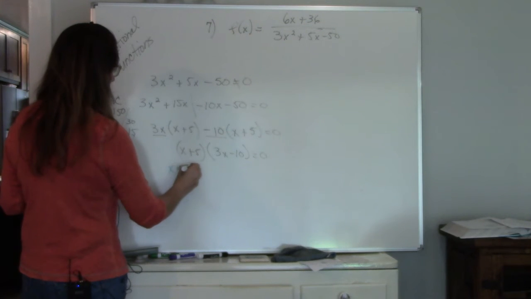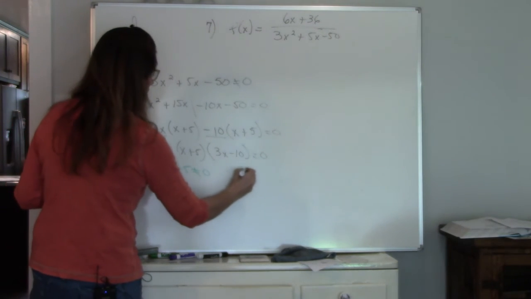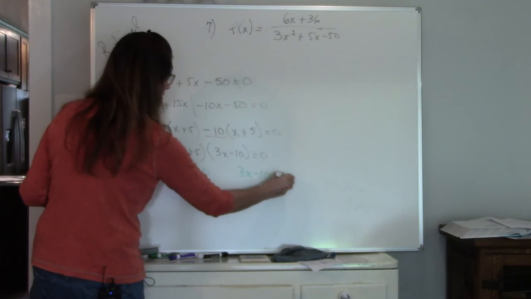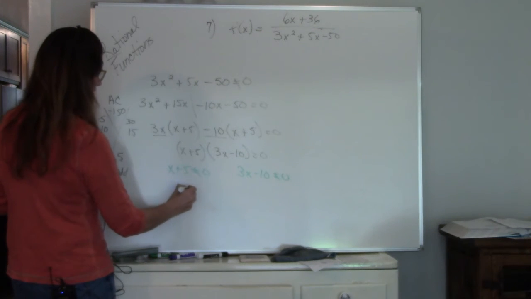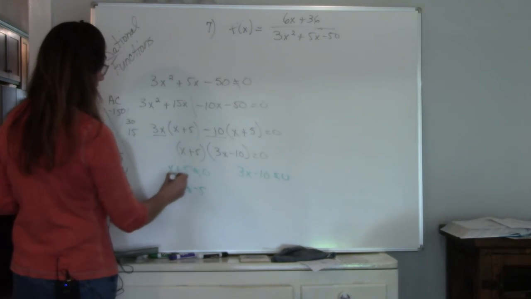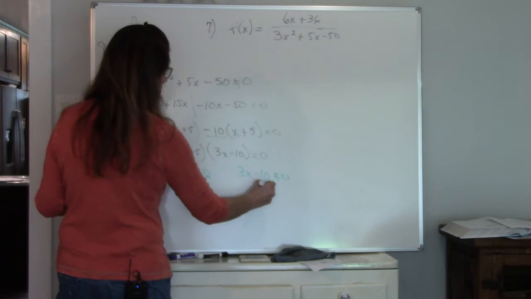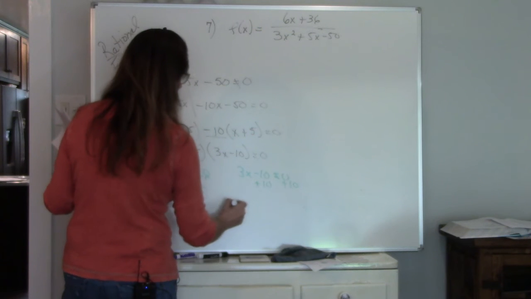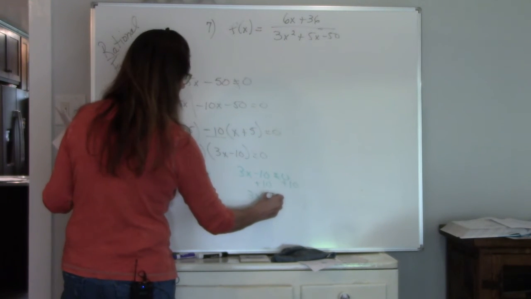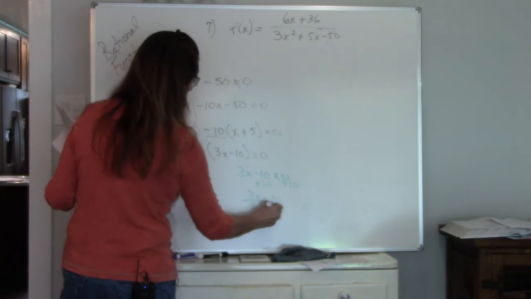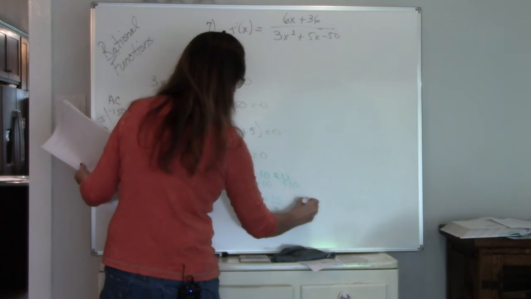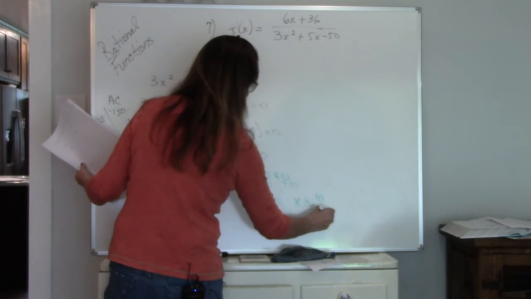So x plus 5 cannot be 0. 3x minus 10 cannot be 0. So x cannot be negative 5, subtracting 5 from both sides. This one is a two-step equation, so I'm going to add 10 to both sides. So I have 3x equals 10, and then I'm going to divide both sides by 3. So I get x cannot be 10/3.